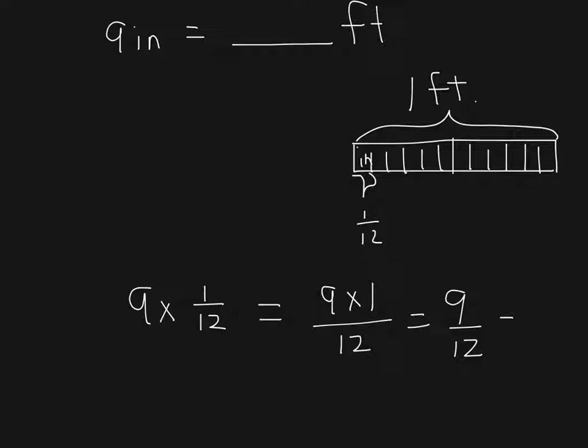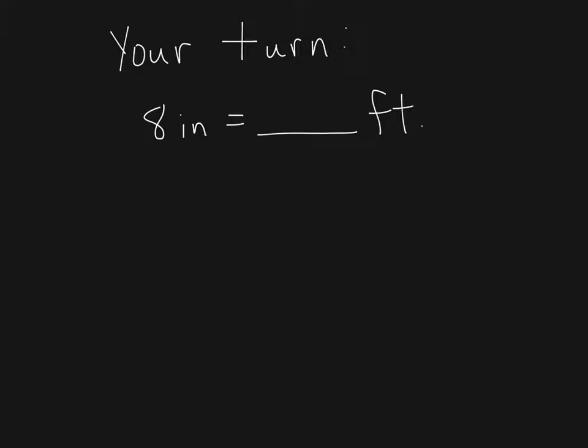And then the last step is to put that in simplest form. I can see right off the bat that both 9 and 12 have a factor of 3, and 3 will go into 9 3 times, and it will go into 12 4 times. So simplest form is 3/4 of a foot. And I'll put that up in my answer. 9 inches equals 3/4 of a foot.